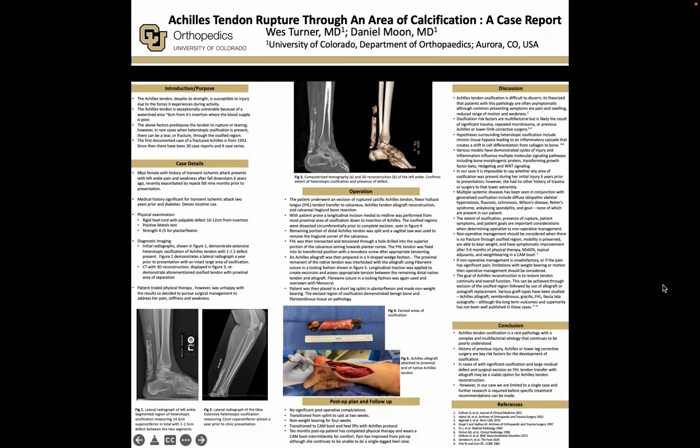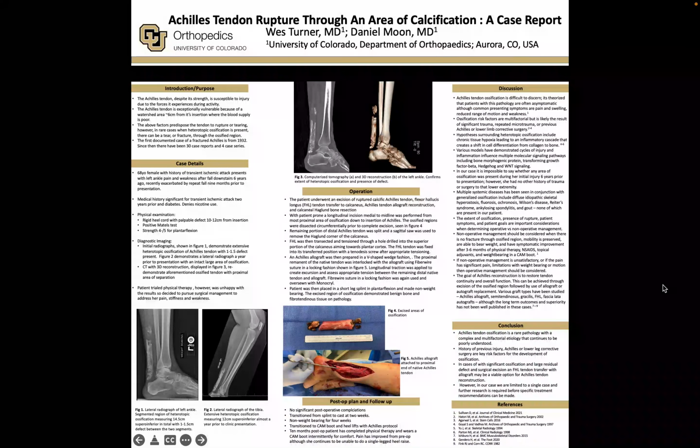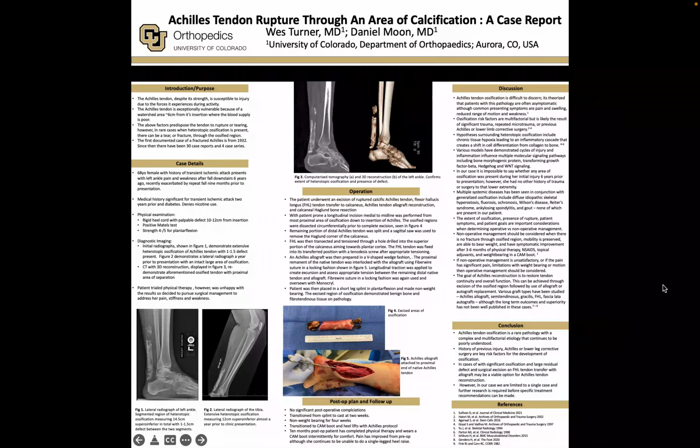My name is Wes Turner, and I'll be presenting my poster of a case report on Achilles tendon rupture through an area of calcification. The Achilles tendon, despite its strength, is prone to injury due to two reasons. The first one being that it experiences exceptional forces and demands during activity. The second being that it has a watershed area about 6 centimeters proximal from its insertion on the calcaneus.